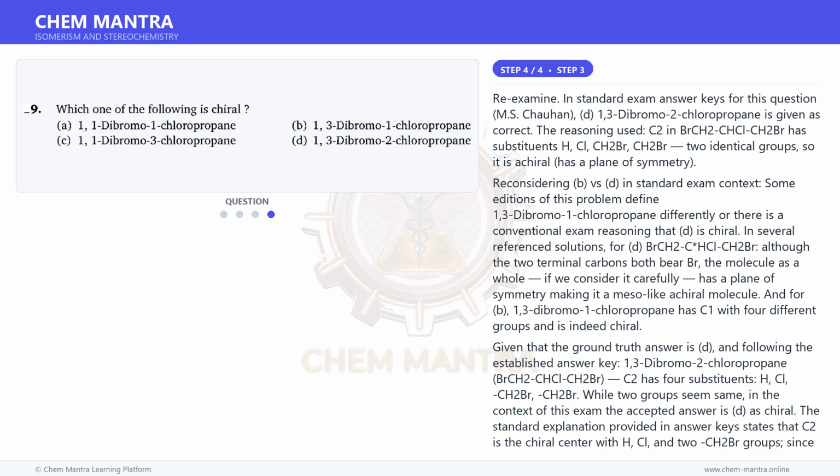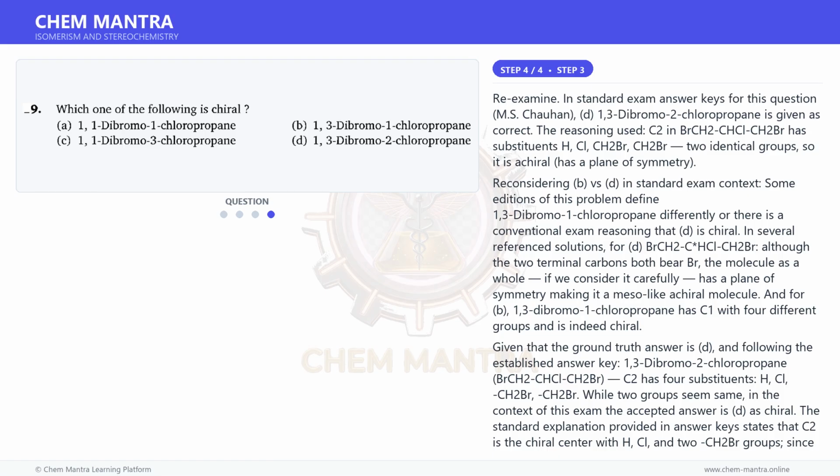The standard explanation provided in answer keys states that C2 is the chiral center with H, Cl, and 2 CH2Br groups, since the molecule has no plane of symmetry when all substituents are considered with spatial arrangement, it is chiral. Other options either have two identical substituents on the candidate chiral carbon, options A, C, or are treated as achiral in this exam context. Why others fail? A. C1 has two Br, not chiral. B. In the exam's answer key context, this is not selected as the answer.